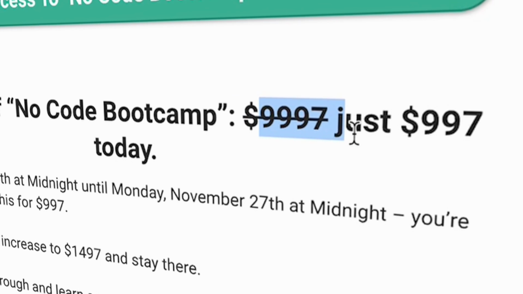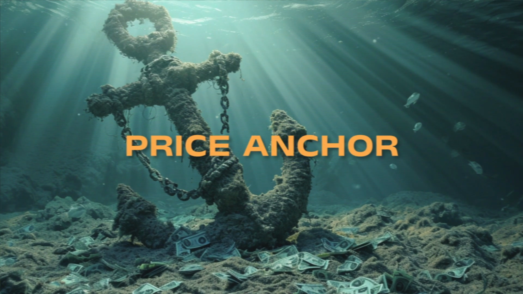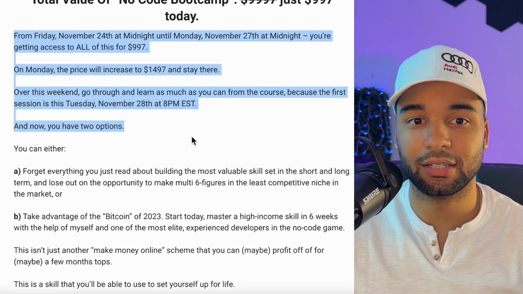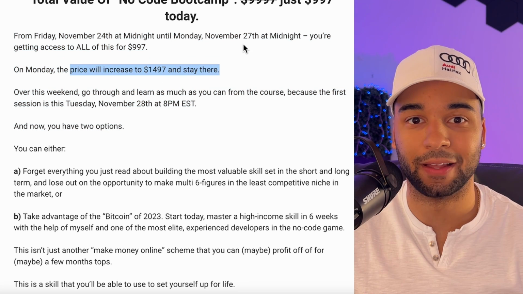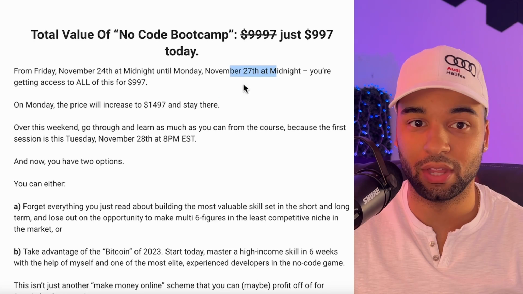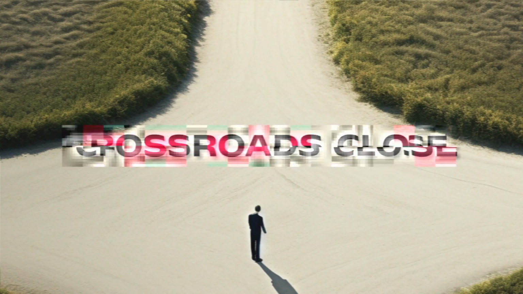Usually it's $10,000, but now you can get it for just $1,000 today. Okay, so this is called a price anchor. We've all seen this before. And this is his scarcity, right? Where he's basically saying the price will increase to $1,500 and stay there on November 27th if you don't buy before then, okay? And then here he gives what is called a crossroads close.